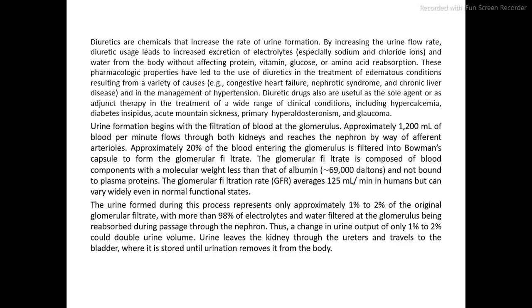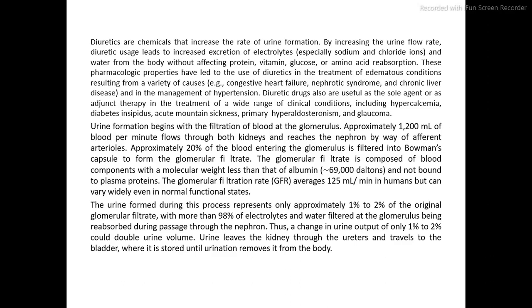Now urine formation begins with the filtration of blood at the glomerulus. The glomerulus is the component where filtration of the blood takes place. Approximately 1200 ml of blood flows per minute through the kidney. So it's a huge amount, and that 1200 ml of blood reaches the nephron.